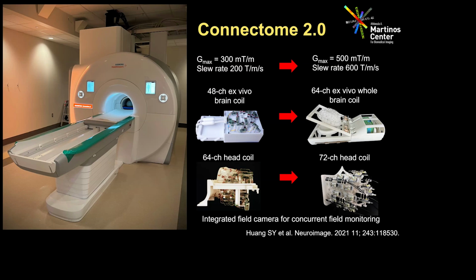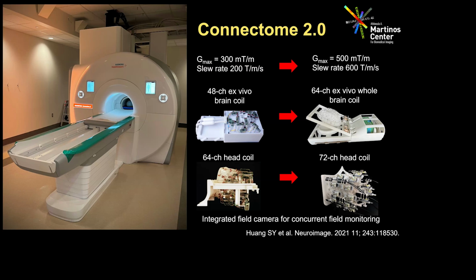At the same time, we were also able to achieve a very high slew rate of 600 Tesla per meter per second. And this was really aimed at being able to do more novel diffusion encoding paradigms, and also has benefits for image encoding. So we'll talk about this a little bit later.